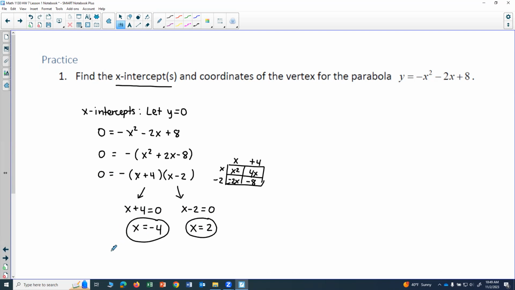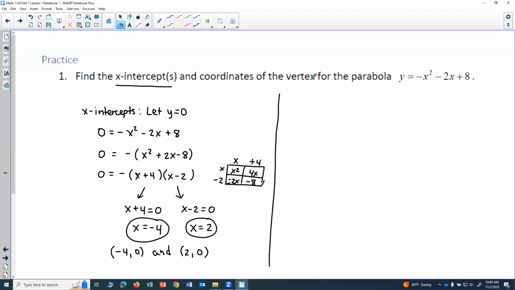If I wanted to answer as ordered pairs, I would say negative 4, 0 and positive 2, 0. Those are my ordered pairs that are the x-intercepts. If they just want the x values, you would enter negative 4 and positive 2.